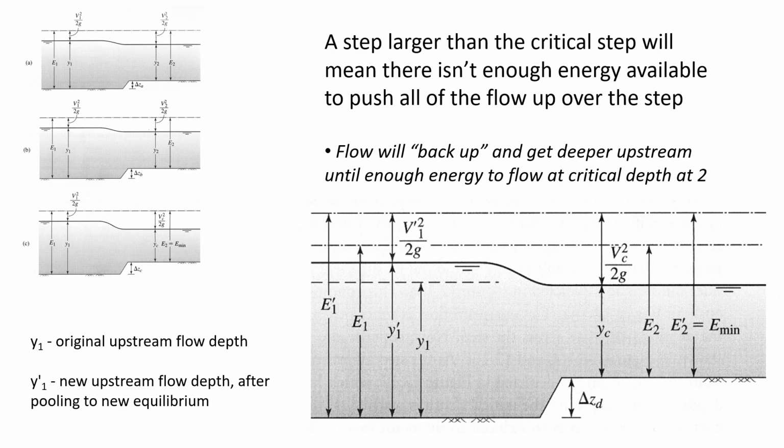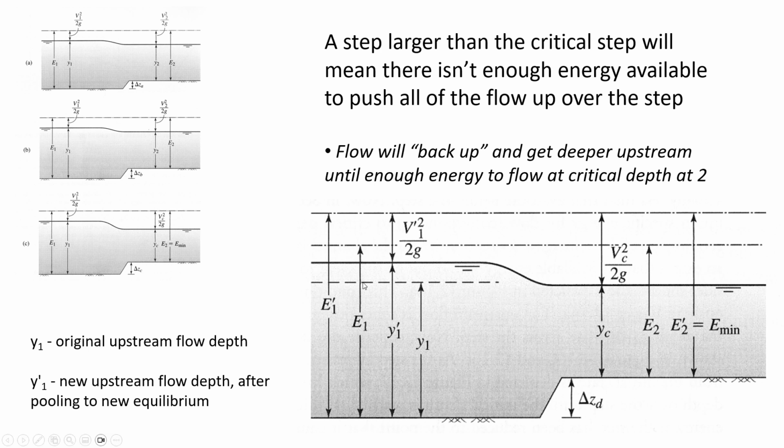Because the step height is at the critical height, and there's not enough specific energy for the water to go up, so it pools. That's right. Yeah, delta Z was too big. It's either at or beyond the critical step height. So there's not enough specific energy to push the water over the obstacle.